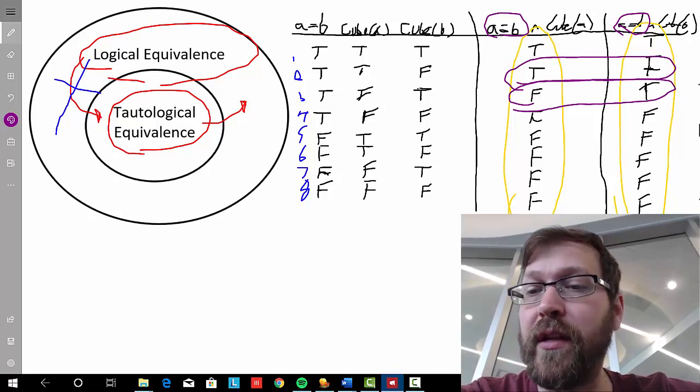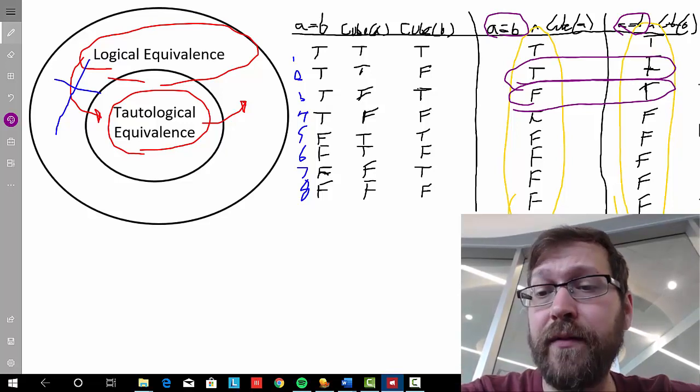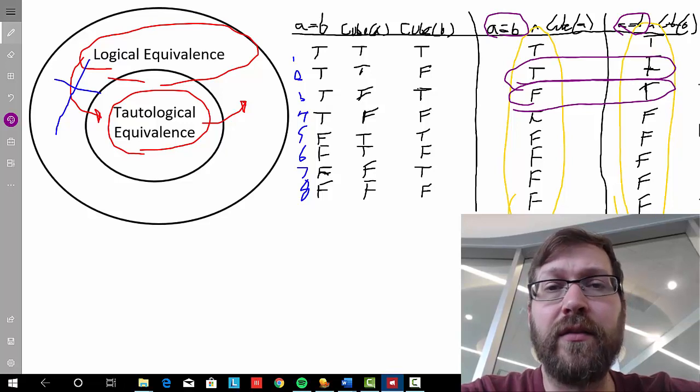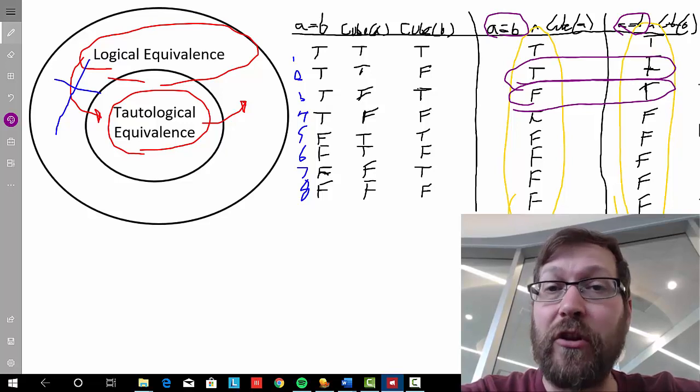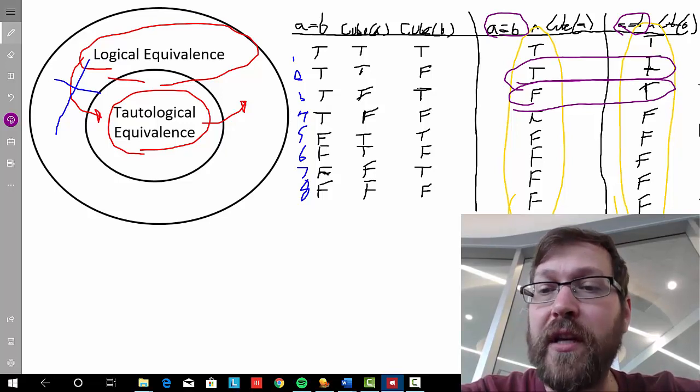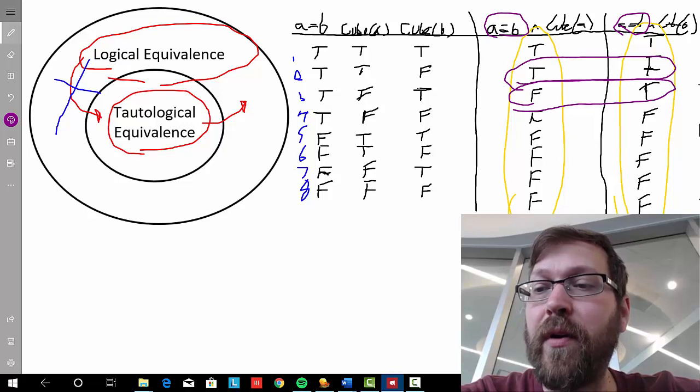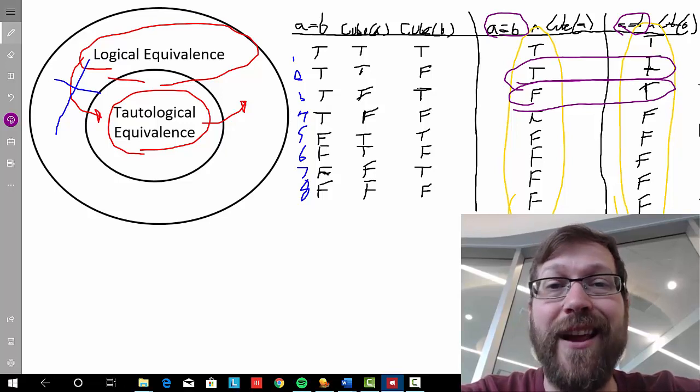here on our truth table in the columns of these main connectives, whereas when we think it through, we see that these statements are in fact logically equivalent. So even though these two propositions here are logically equivalent, they are not tautologically equivalent.